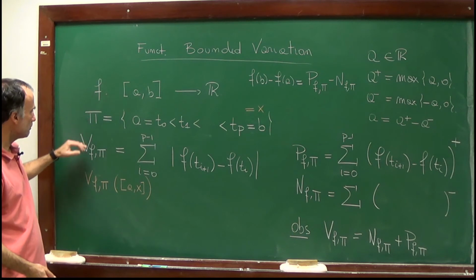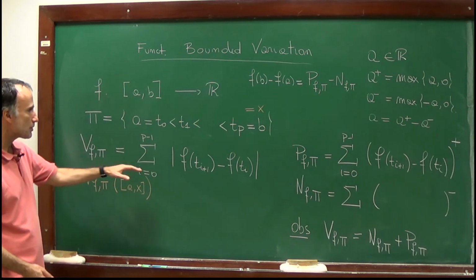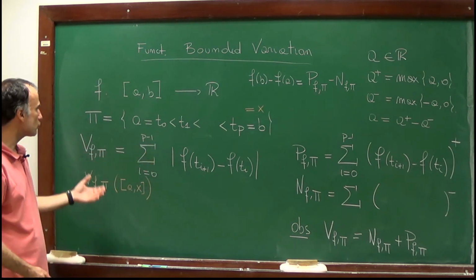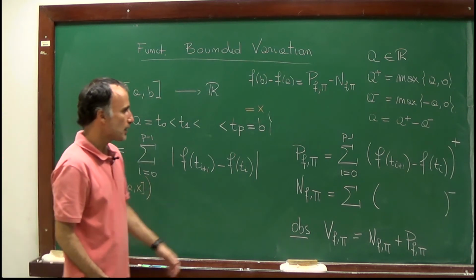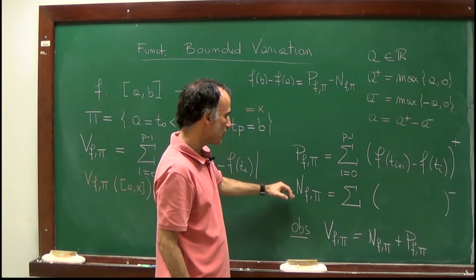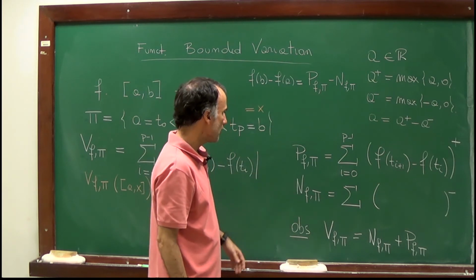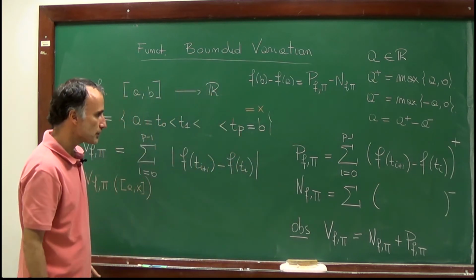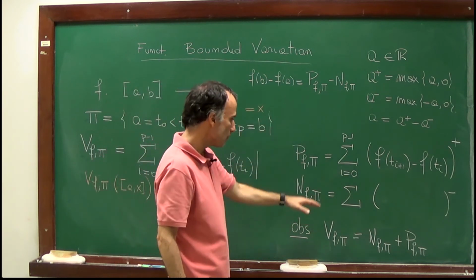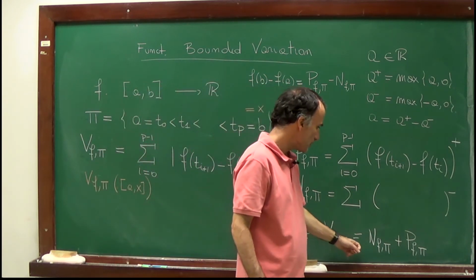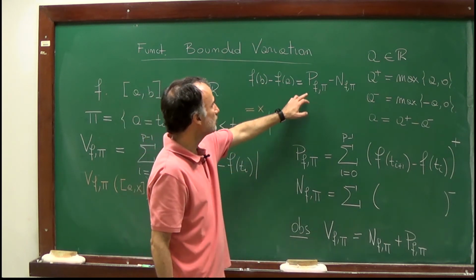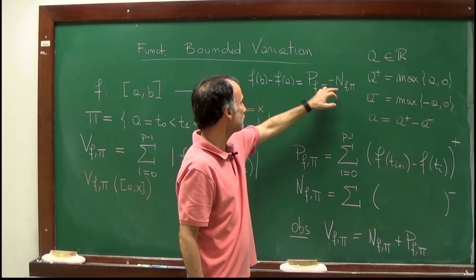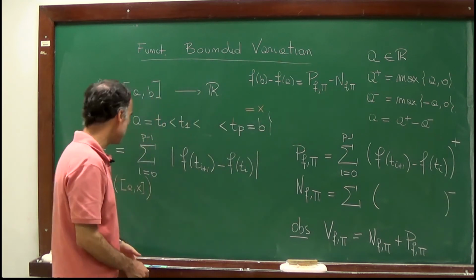For a given partition, I have the variation, the absolute variation, or the total variation of f along this partition. I have the positive variation and the negative variation. And these quantities are related through two formulas. The total variation is equal to the negative variation plus the positive variation. And the positive variation minus the negative variation is equal to the difference.